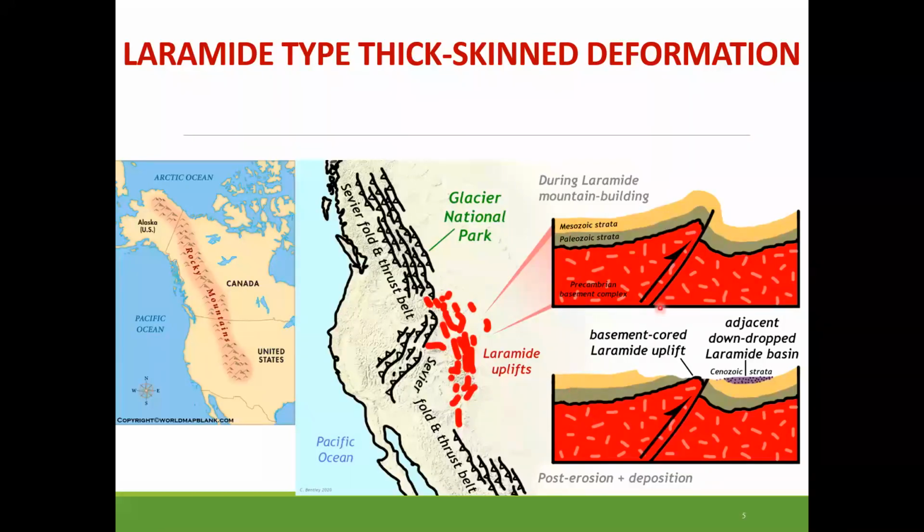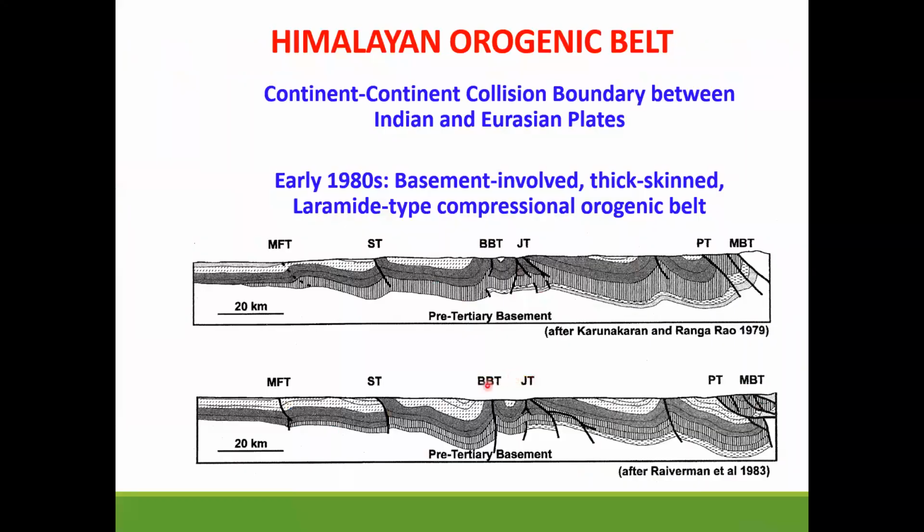Okay, so you basically had reverse faults, which were moderately dipping, uplifting basement as well as sedimentary rocks to form these Laramide uplifts, which basically formed Rocky Mountains. So this idea was translated to the Indian Himalayan geology. And so early sections, you can see this is from 1979, this is from 1983, basically mimicked the Laramide type compressional orogenic belt, which I just showed you. Okay, and this was in the early 1980s.